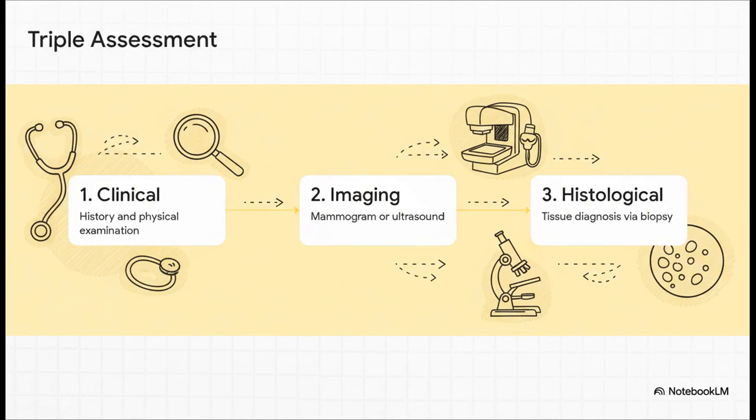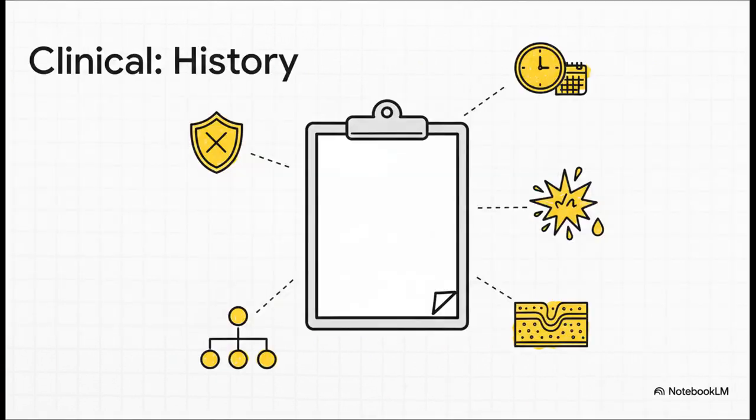So the triple assessment, as the name suggests, has three parts. First, a solid clinical assessment. Second, we move to imaging. And third, the final piece is a histological assessment, which means getting a tissue diagnosis. I'll start with the clinical part. First things first, I take a really detailed history.